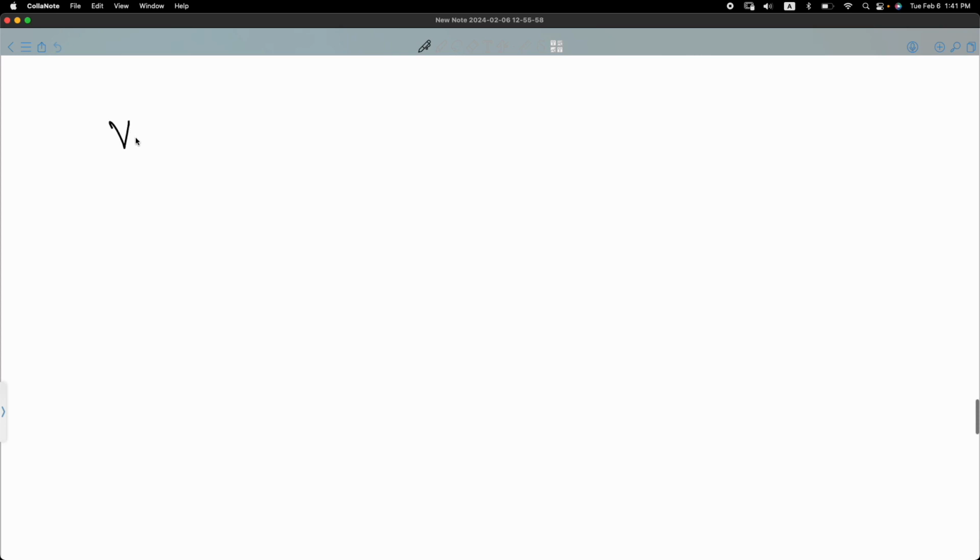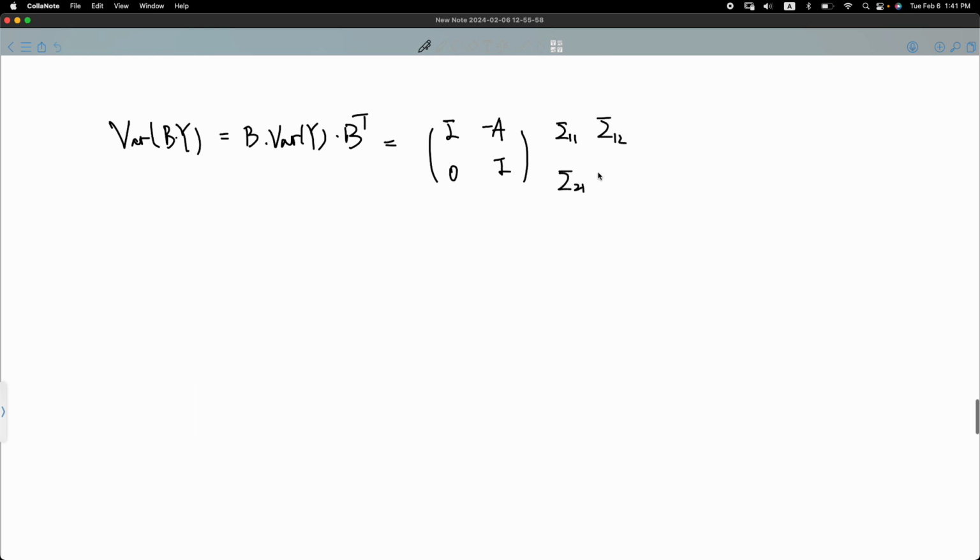Now let's comment on the variance of B multiplied by Y. It's B multiplied by variance of Y. Let's call that B. And here we just need to plug in identity, negative A, 0, identity. That's the matrix B. Variance of Y is sigma 1 1, sigma 1 2, sigma 2 1, and sigma 2 2.